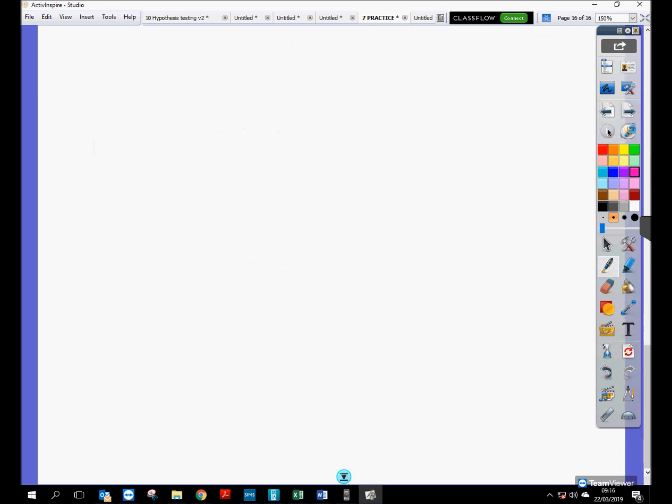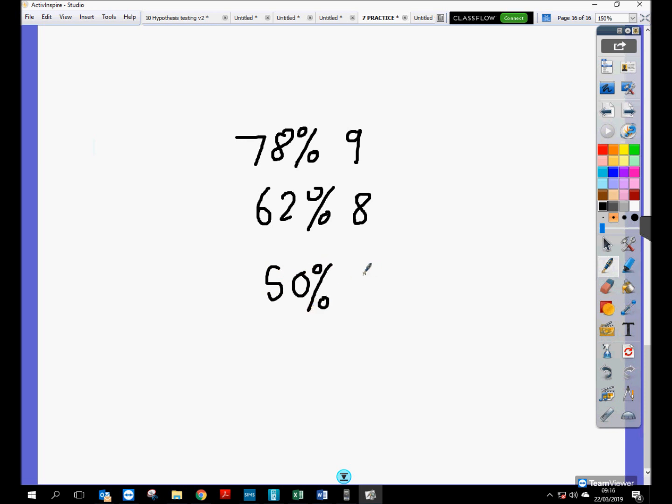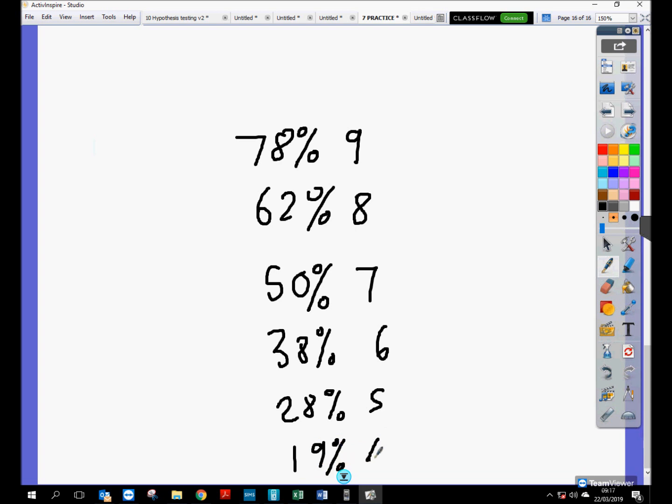And rough grade boundaries for this paper. You need about 78% for a 9, 62% for an 8, 50% for a 7, 38% for a 6, 28% for a 5, and around about 19% for a 4.